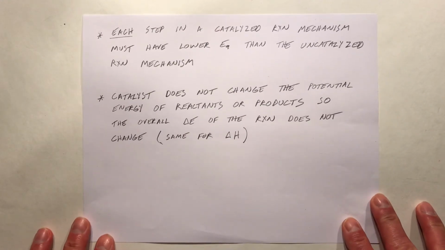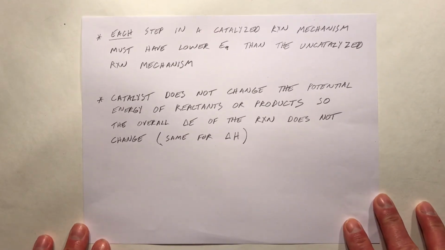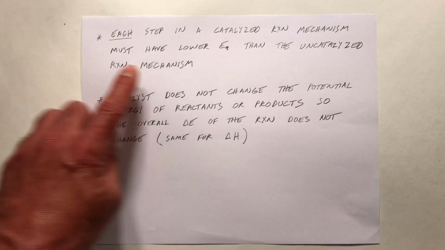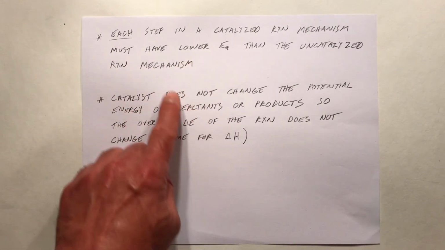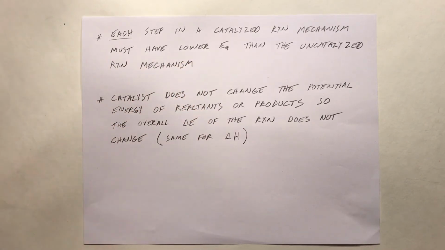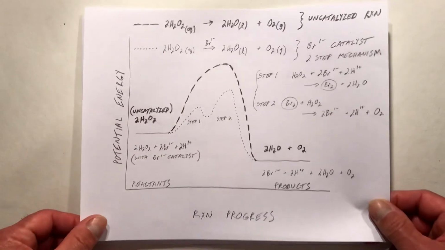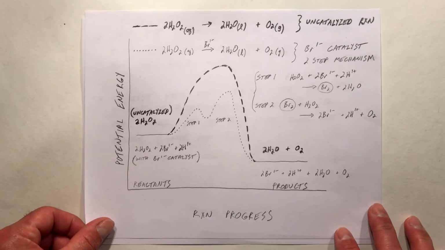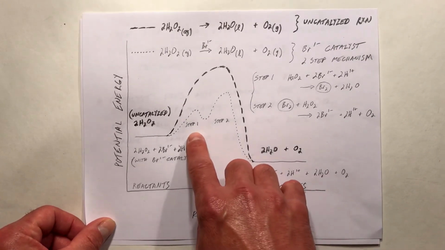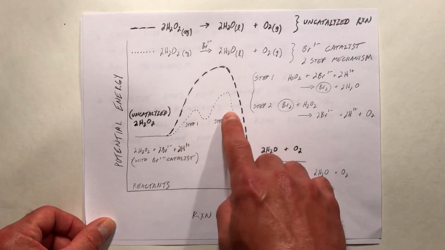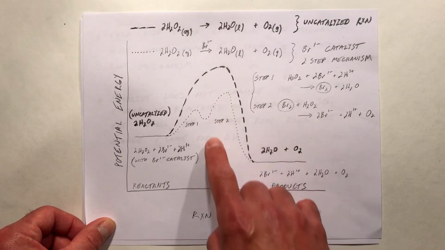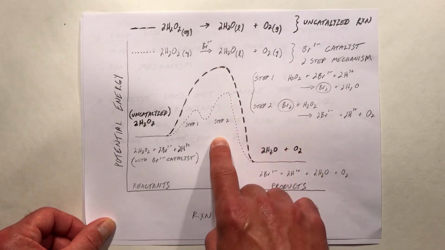Notice that each step in a catalyzed reaction mechanism must have lower activation energy than the uncatalyzed reaction mechanism, and pretty much substantially lower. Otherwise, it won't really speed the reaction up. So we're going to see that this activation energy and this activation energy are substantially smaller than this activation energy.